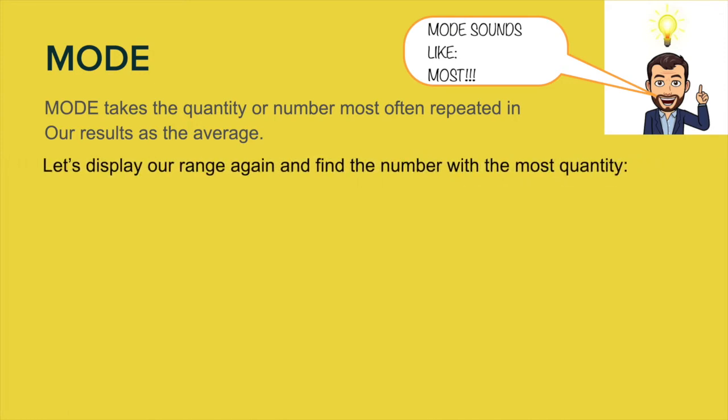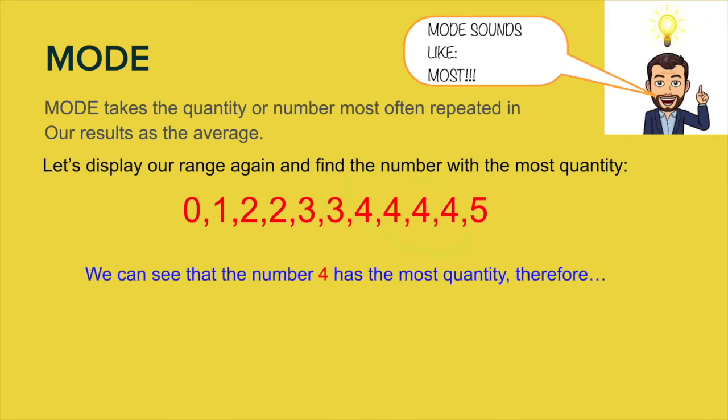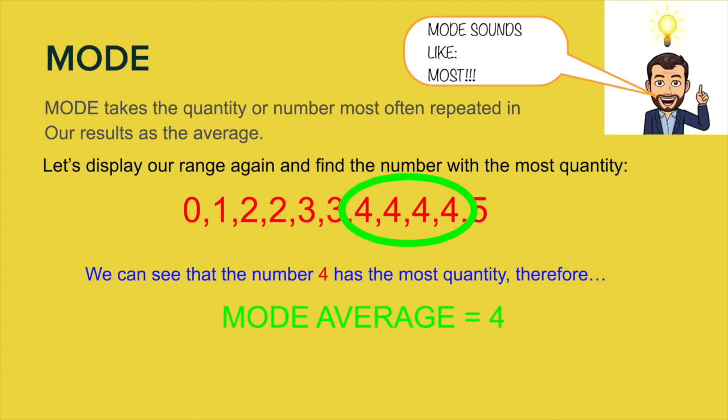So let's display the same range again, and we're going to find the number with the most quantity. Can you see it? I'll give you a second. Which has the most repetitive numbers? Which number appears the most times, or the mode? You can see that number 4 has the most quantity. There's four 4s. There's only one 0, one 1, two 2s, two 3s, and one 5. So 4 appears 4 times. Therefore, our mode average is 4.